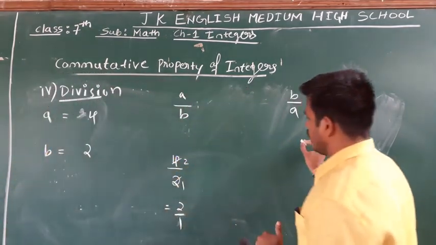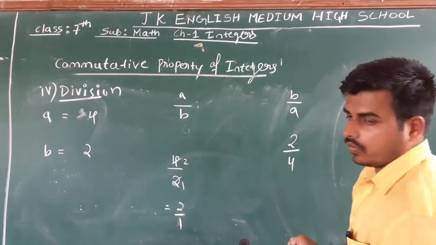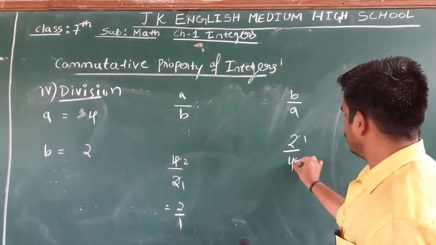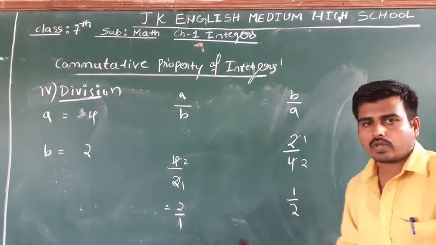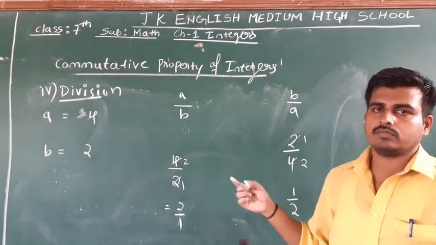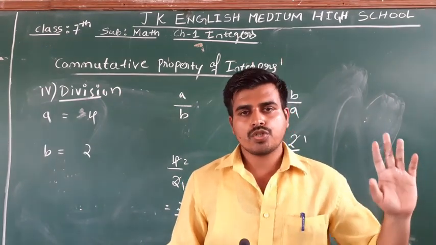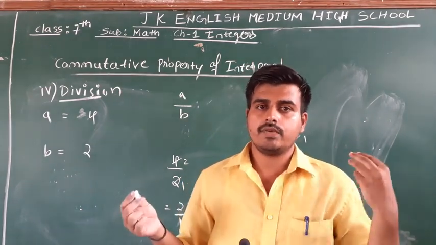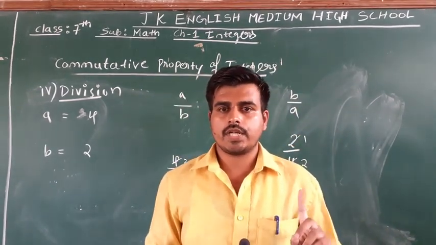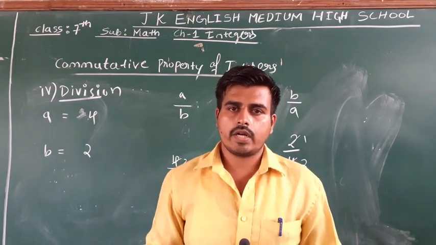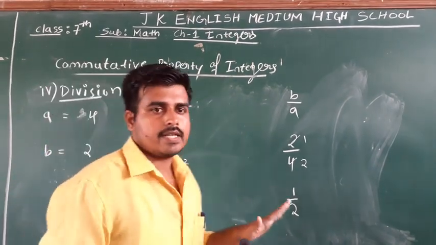Here, in place of b, 2, in place of a, 4. 2 ones are 2, 2 twos are 4. So your answer is 1 by 2. Now you tell me whether 2 by 1 is equal to 1 by 2. I don't know. You just write your conclusion. Just as I wrote my conclusion for the previous three sub-properties, that is commutative property under addition, subtraction and multiplication, likewise you have to write the conclusion for this last fourth one, division. Take it as homework.